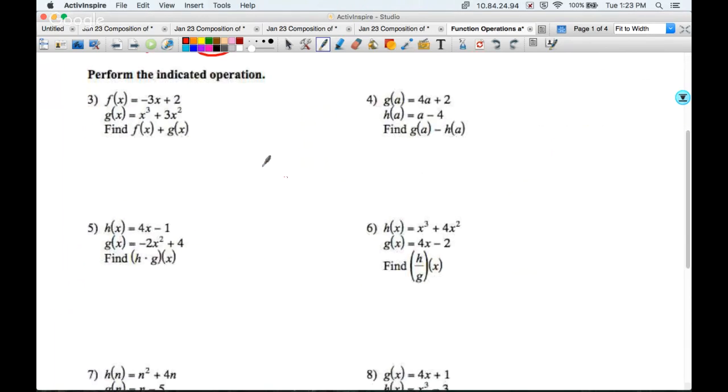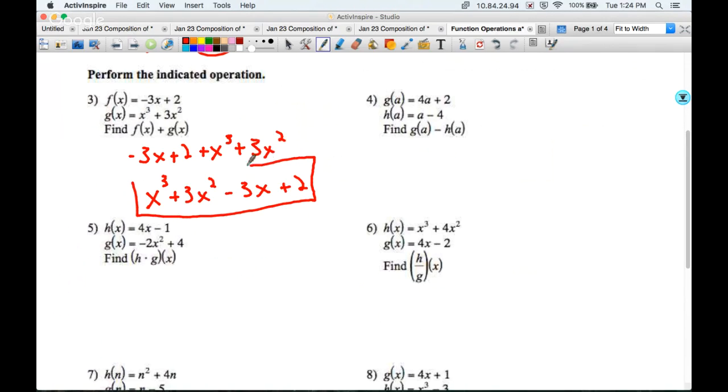All right. Perform the indicated operation. Here we are adding together the two expressions. So I'm going to write the expression for f of x, negative 3 plus 2, the expression for g of x, x cubed plus 3x squared, and I'm going to look to see if there's anything that can be combined. This can't be combined in any way, so I'm just going to put it into standard form, where I write it in descending exponents and call it good there. So that's our final answer there.